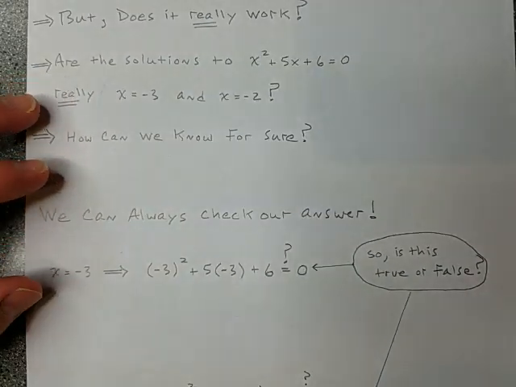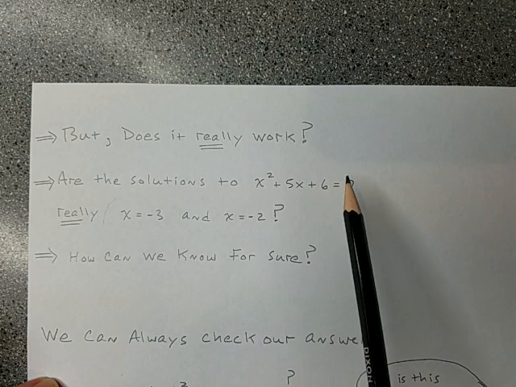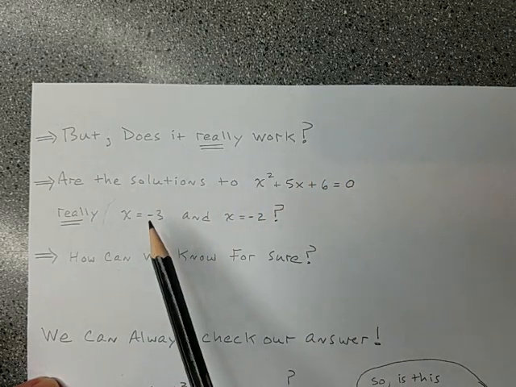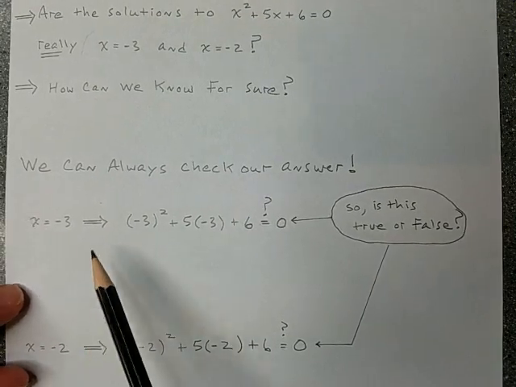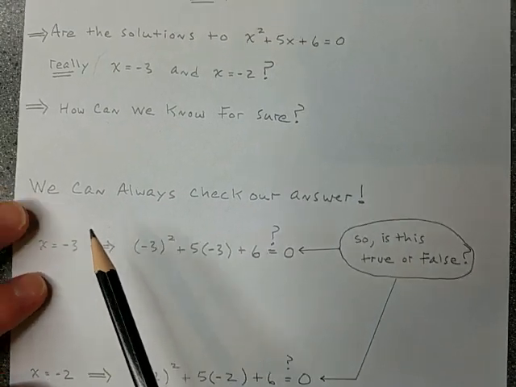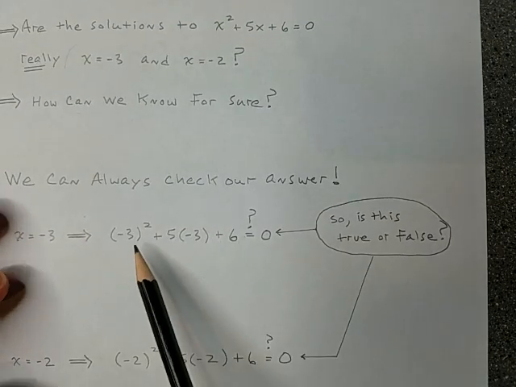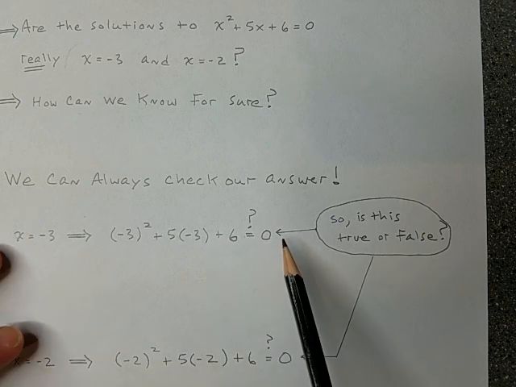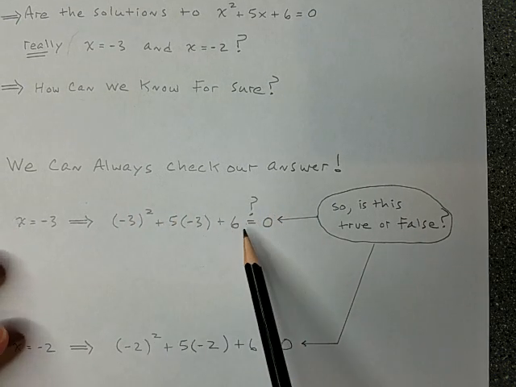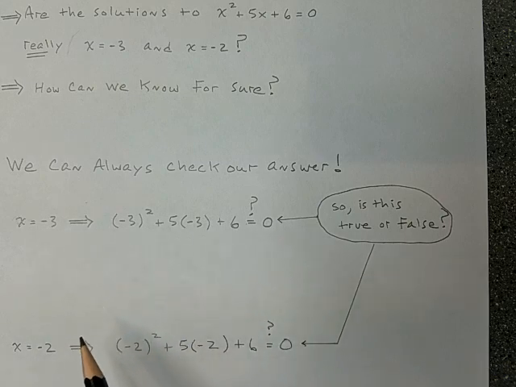Well, we can always check our answer. If I say I found an answer to this equation, that means if I put that number in, it will give me a true statement, right? So say I take x as -3. I have my equation there. I put -3 into it. -3 squared plus 5 times -3 plus 6 equals 0. And if that's a true statement, if that's really equal to 0, then that really is an answer. Same thing with -2. So let's try it out.